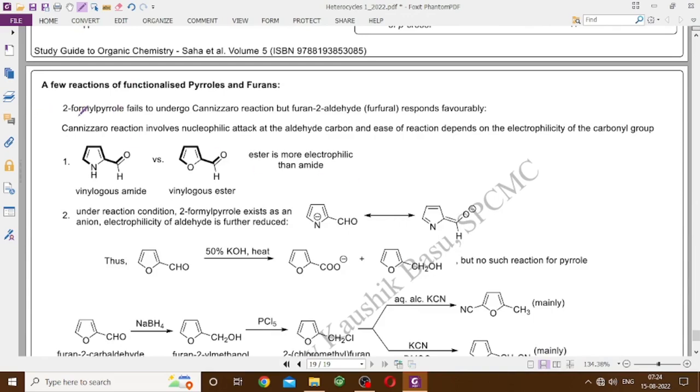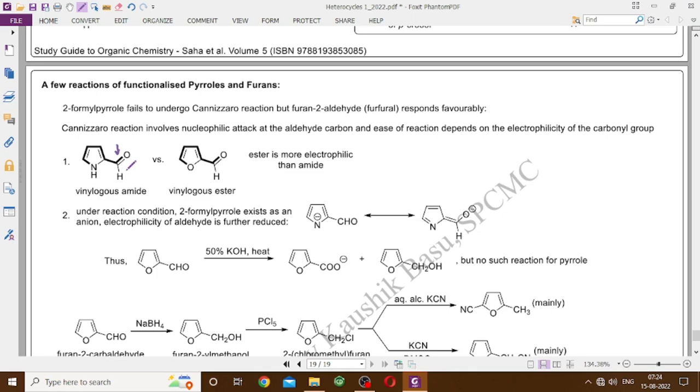This is one other important question, that is 2-formyl pyrrole does not undergo Cannizzaro reaction, but the corresponding furan derivatives do. That's because 2-formyl pyrrole is a vinylogous amide, whereas this one here, 5-furfural, is a vinylogous ester. Esters are more electrophilic than corresponding amides, and as we know, Cannizzaro reaction involves nucleophilic attack at this aldehyde carbon, so electrophilicity is important. Because it is less electrophilic, the reaction will probably not take place.